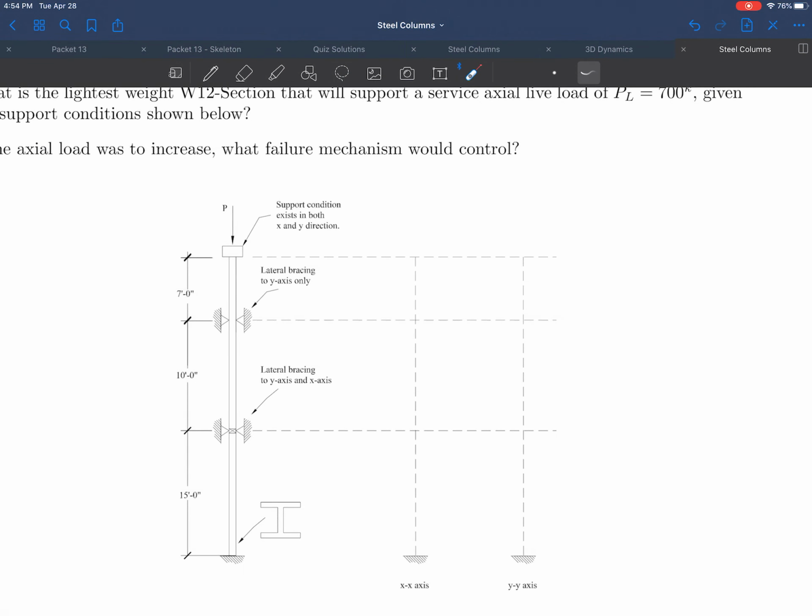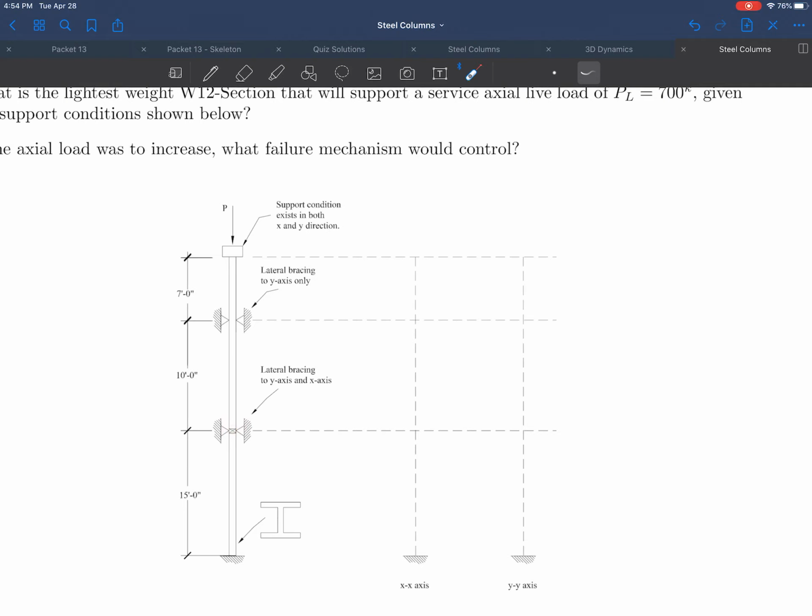This is what your homework is going to be. This is the case where you have side sway, but you have no rotation. You have a pin support that's only in the y-axis, so this pin is only supporting weak axis buckling. And this one right here, we have another pin support that is supporting the weak axis at this location, but then it's also supporting the strong axis at this location too.